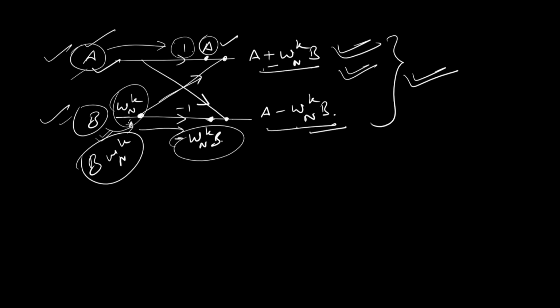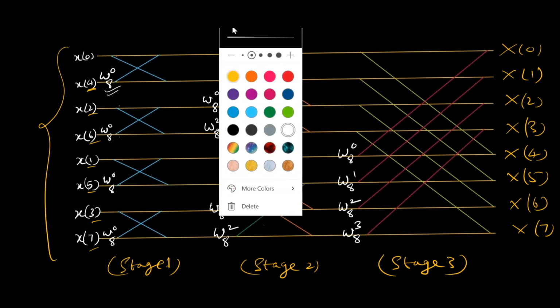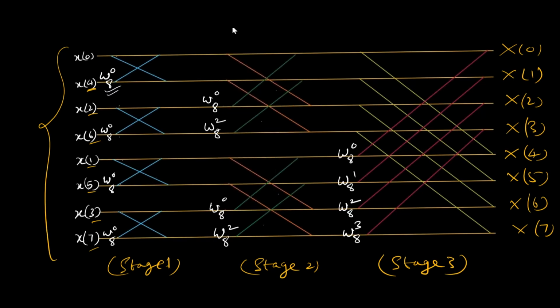So let's see our butterfly diagram. As you can see, all the Twiddle factors are well placed on the lower side of the sample pair. This is one pair, 0 and 4, so it is getting multiplied with the second sample only. Likewise in this pair it will get multiplied with 6, in this pair with 5, and in the pair 3 and 7 it will get multiplied with 7. Likewise for stage 2.